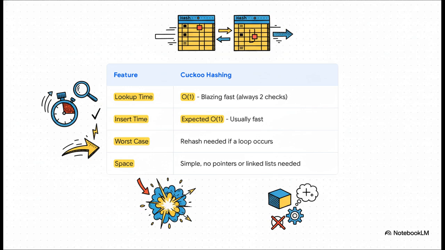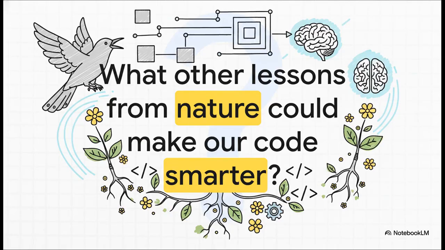And the beauty of all this is you get this incredible speed without needing any complex baggage like pointers or linked lists. Cuckoo hashing is just such a cool example of biomimicry in our field, right? Taking a lesson straight from nature's sometimes brutal playbook. And it really leaves you wondering, doesn't it? What other genius strategies from the natural world are just sitting out there, waiting to inspire the next big breakthrough in our code?